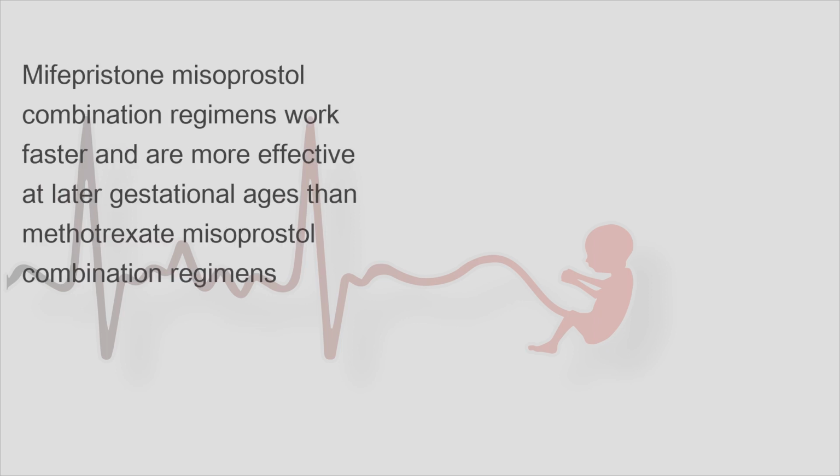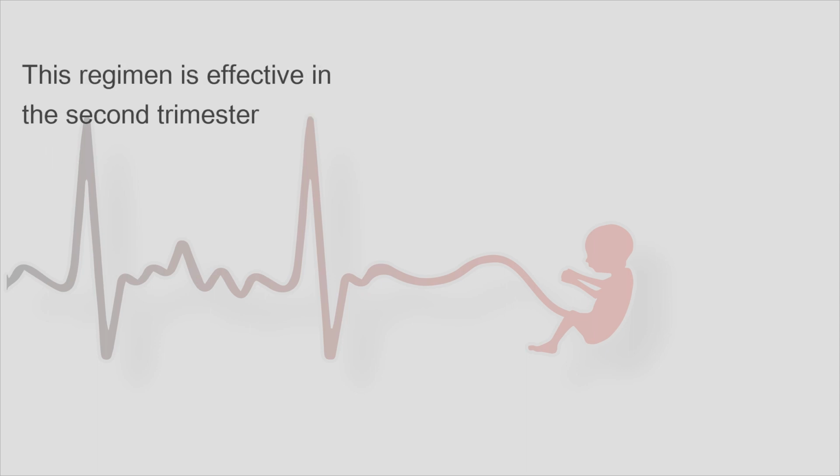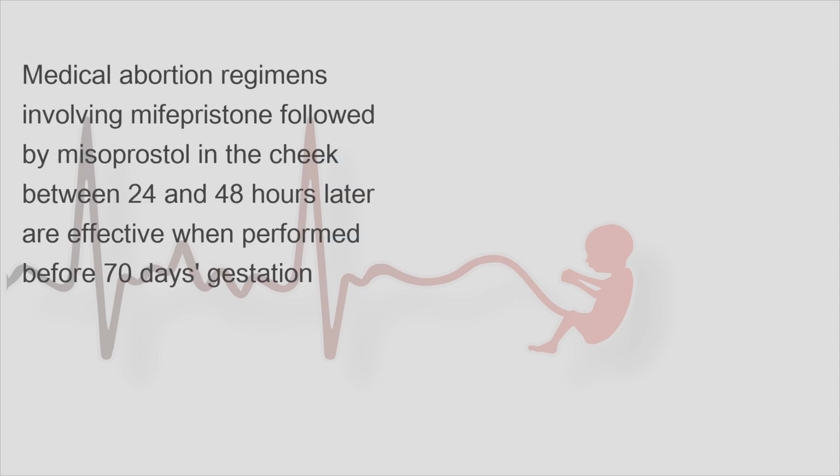Mifepristone-misoprostol combination regimens work faster and are more effective at later gestational ages than methotrexate-misoprostol combination regimens, and combination regimens are more effective than misoprostol alone. This regimen is effective in the second trimester. Medical abortion regimens involving mifepristone followed by misoprostol in the cheek between 24 and 48 hours later are effective when performed before 70 days gestation.